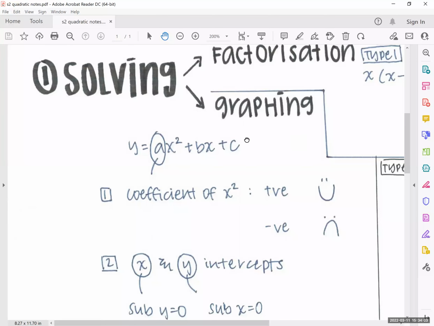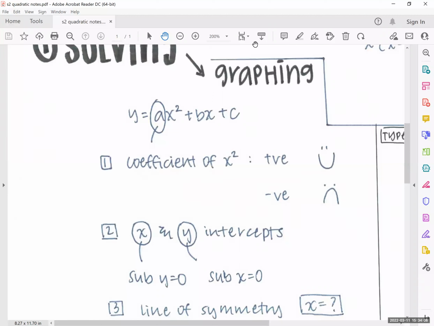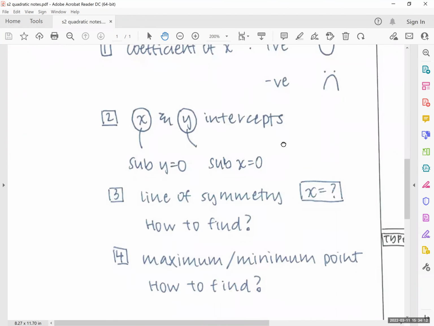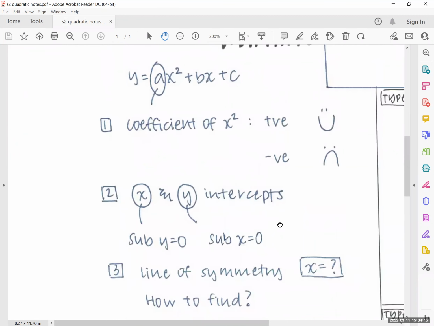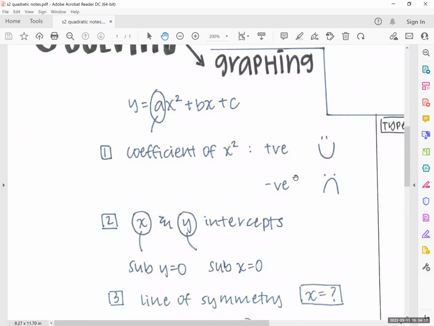Okay, so the next part is we are doing graphing. So this graphing part, you need to take note because in Set 3, you will need all these notes again. So for now, let's go on to the basics first. So the basics is, let's do a recap.